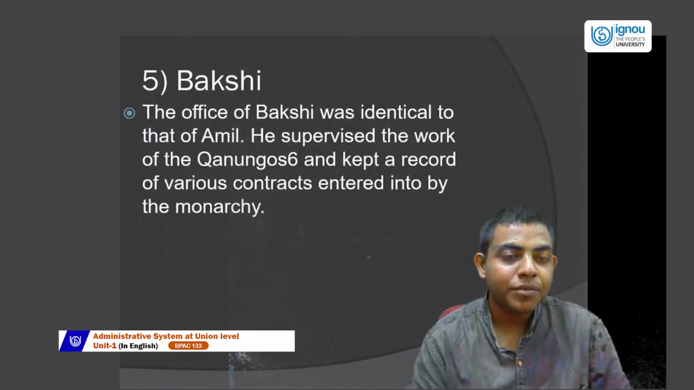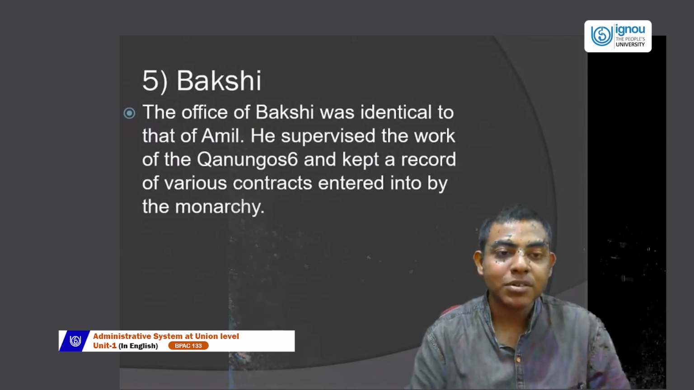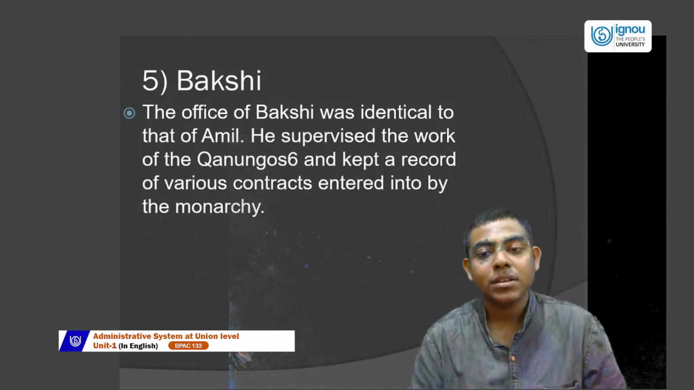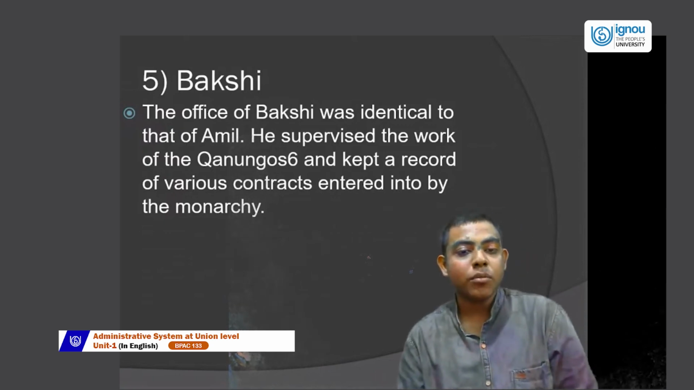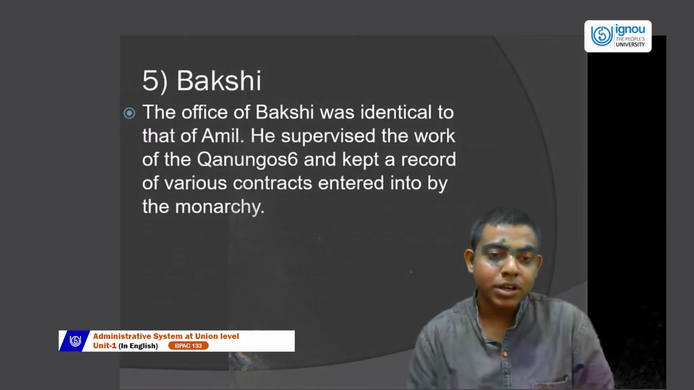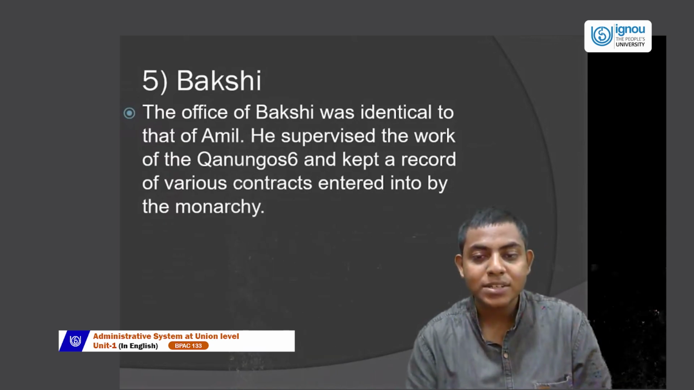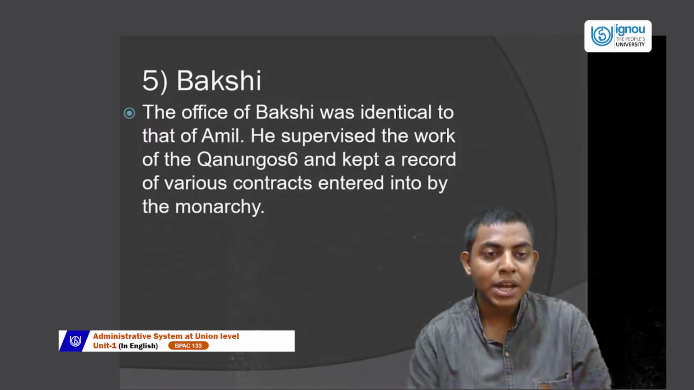The fifth official at the provincial level was the Bakshi. The office of the Bakshi was identical to that of the Amil. The Bakshi supervised the work of the Kanungos, who are also known as the Patwaris, and he kept a record of various contracts entered into by the monarchy.